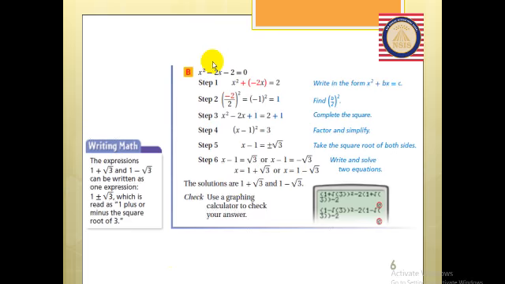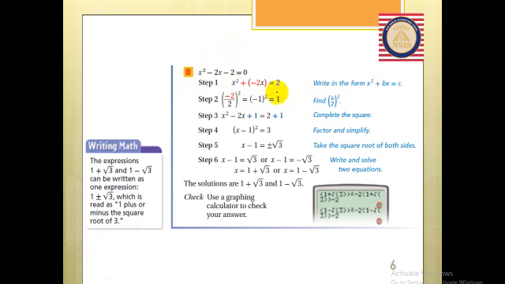Let's see here another example. x power 2 minus 2x minus 2 equals 0. What I'm going to do is find the b. The b is negative 2. Okay, my b is negative 2, and I'm going to get the half of the b and square it. b over 2 power 2, negative 2 over 2 power 2, so it will give me 1.